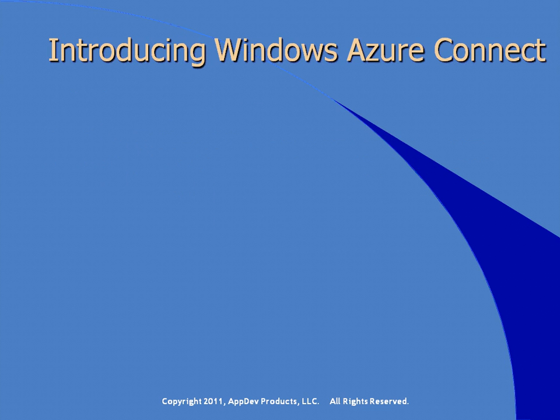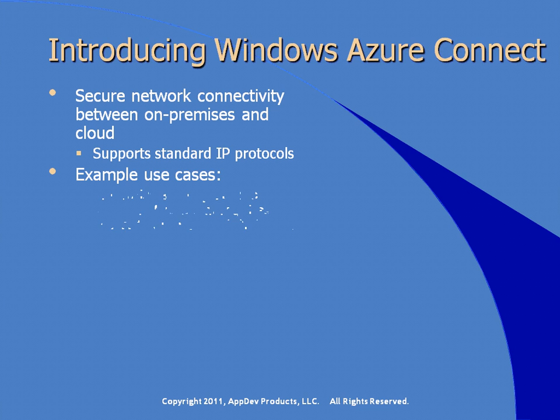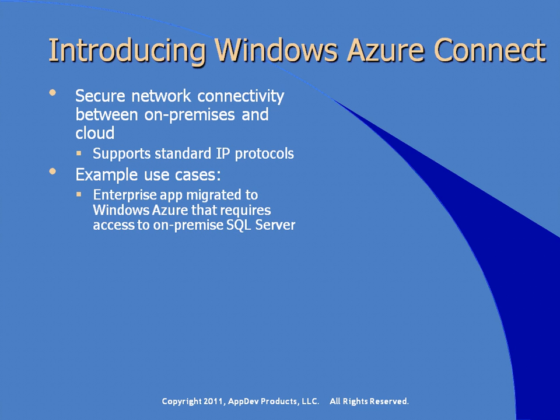Let's talk about Windows Azure Connect for a minute. Windows Azure Connect is all about securing your network connectivity between on-premise and cloud. The great thing about Windows Azure Connect is that it supports your standard IP protocols. So the question would be, when would you use Windows Azure Connect? And there are several use cases.